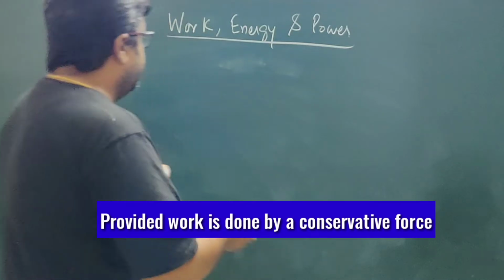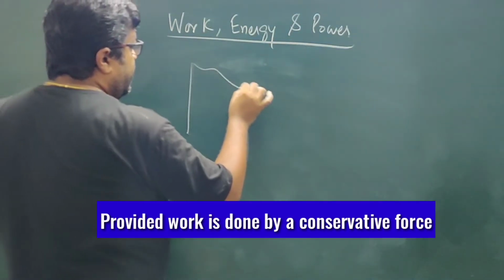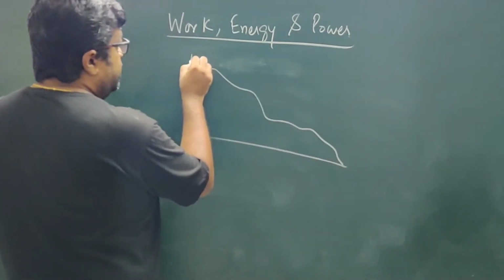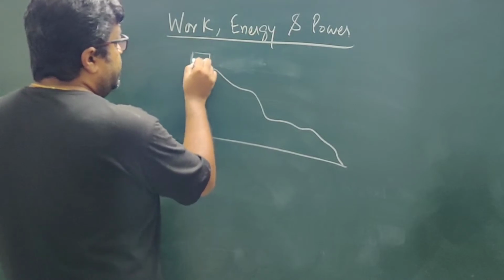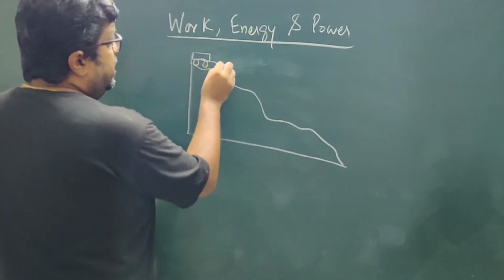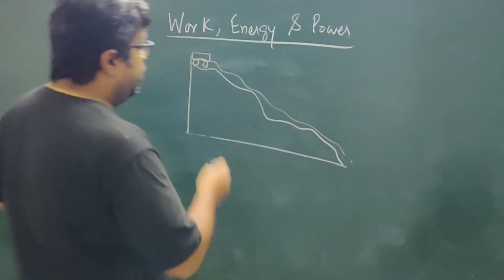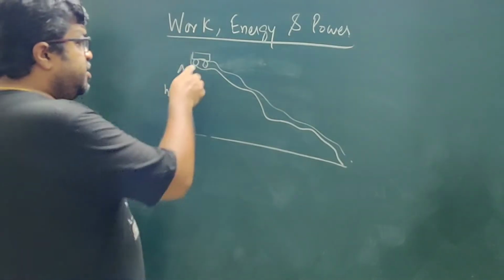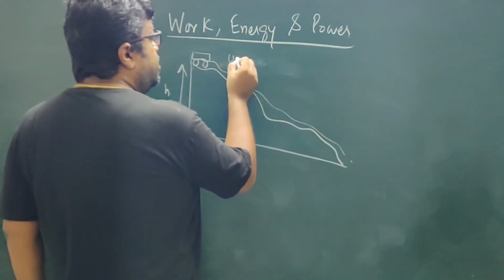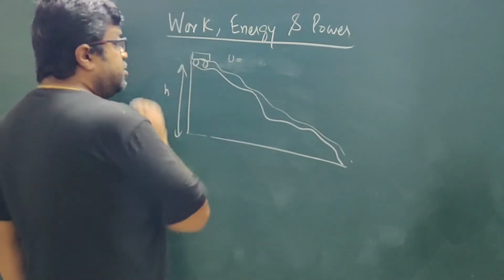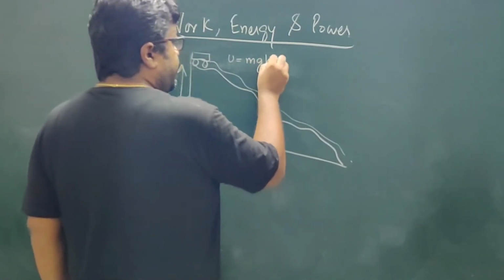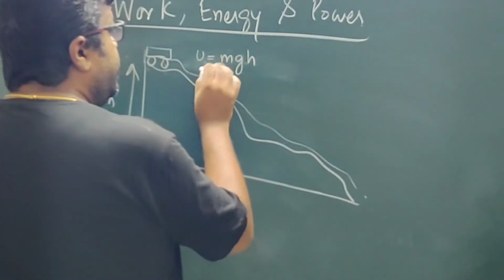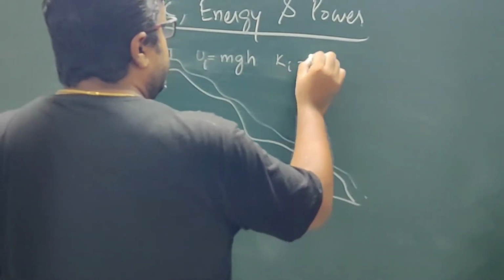For example, suppose you have a track like this. This is a track, and suppose this is some sort of cart. These are the wheels, and it is coming like this and reaches this point. This height is h. Initially it is at rest. So here, the initial energy is in the form of potential energy because of its height, which is mgh if m is the mass. It is at rest, so this is the initial energy Ui, and Ki is 0.